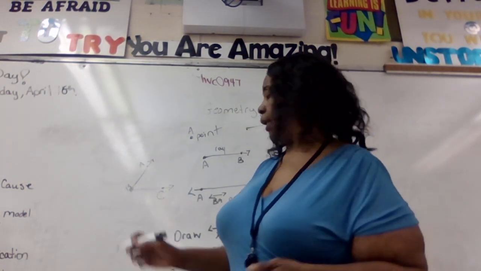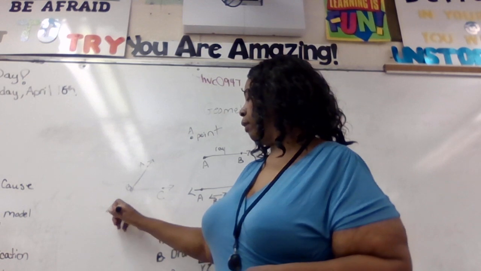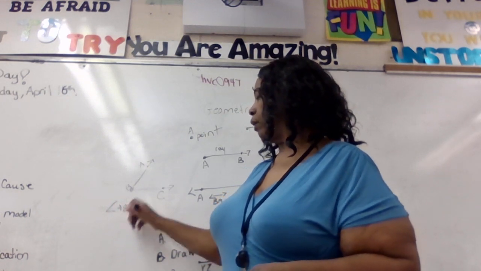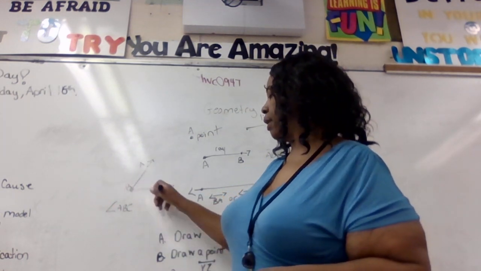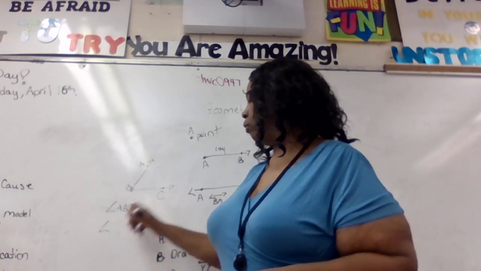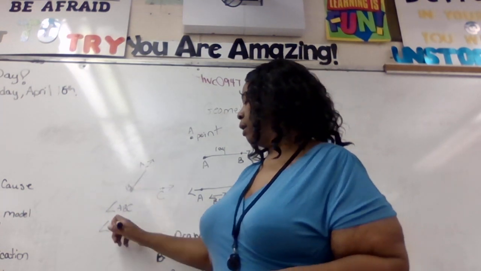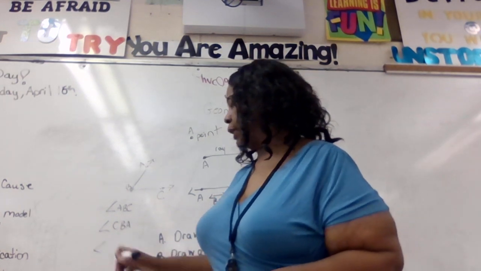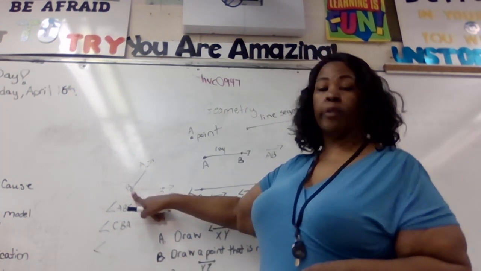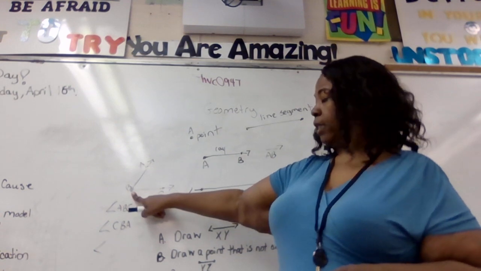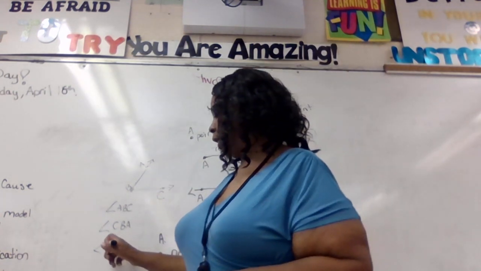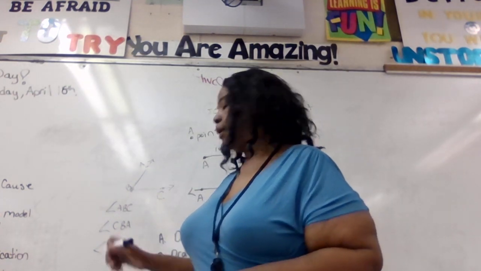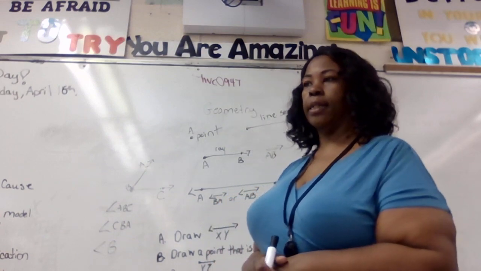How I can name that angle, it can be angle ABC. All the lines are connected, A to B, B to C. Or it can be angle CBA. See how they're connected? And the next way you can name an angle is by its vertex. Where the two rays come and meet is called the vertex, and it can be angle B. Name it by the vertex.